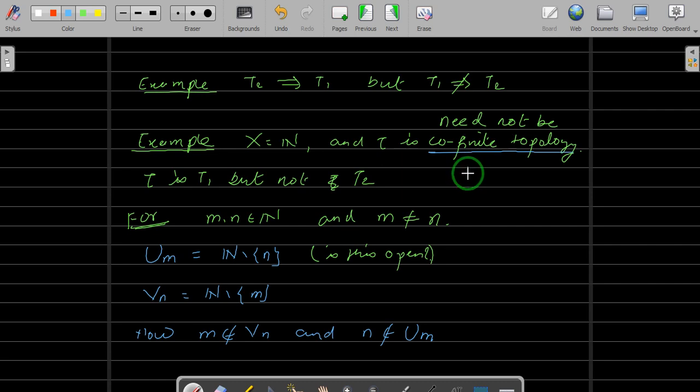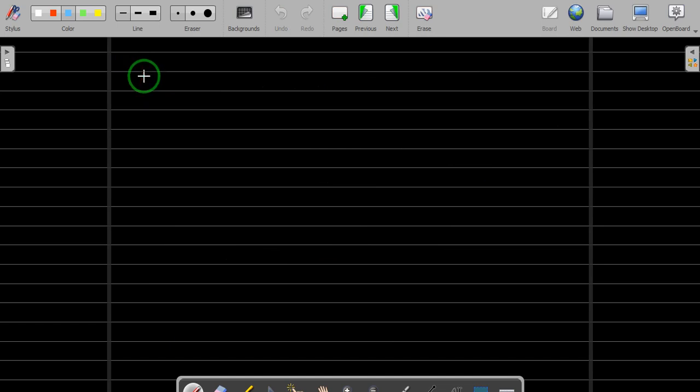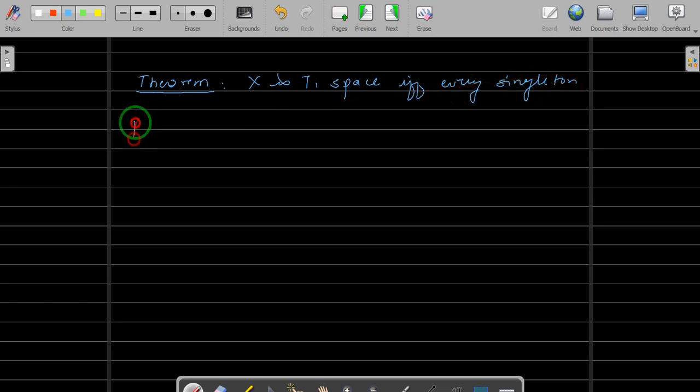Okay. Now, another property we can prove very easily. Let us write it as a theorem. X is a T1 space if and only if every singleton point in X is closed. So it's an affirmative statement. If you have a space wherein every singleton point is closed, then you can say that X is a T1 space.